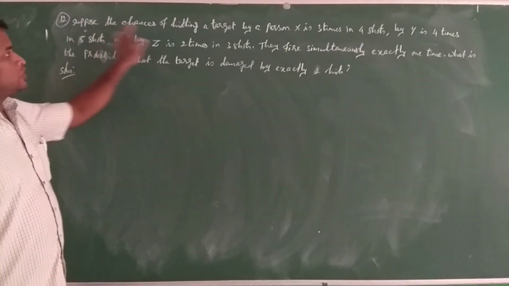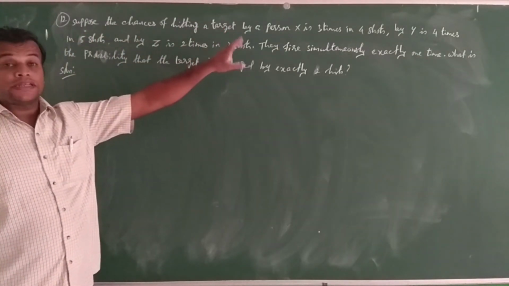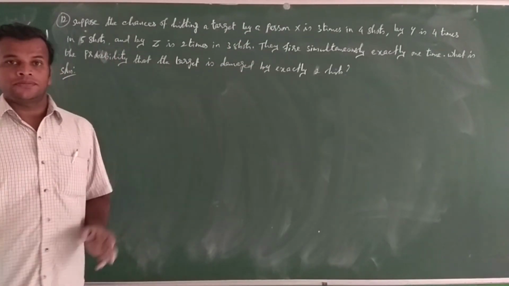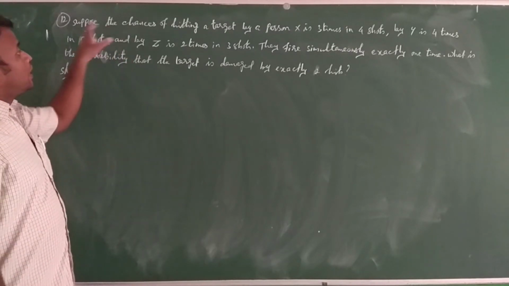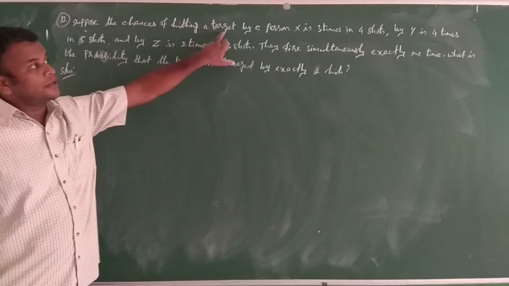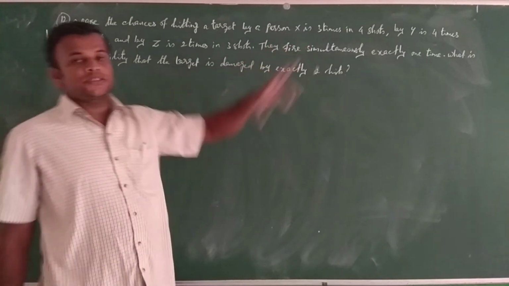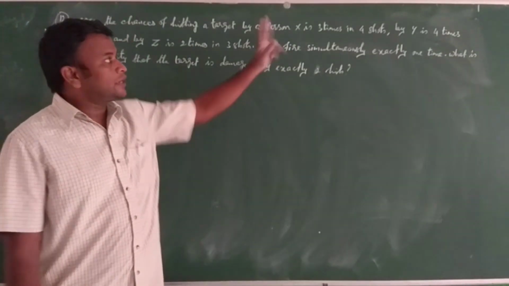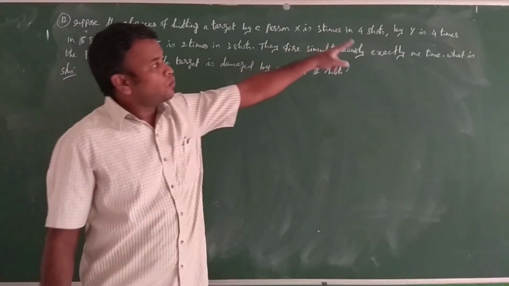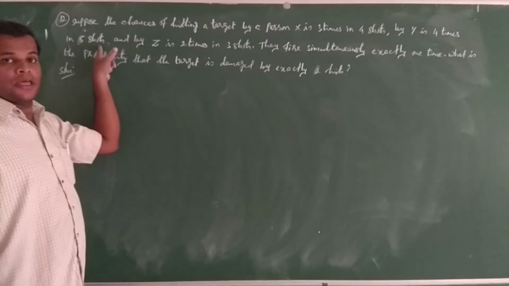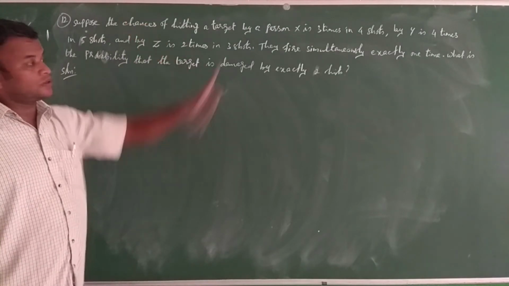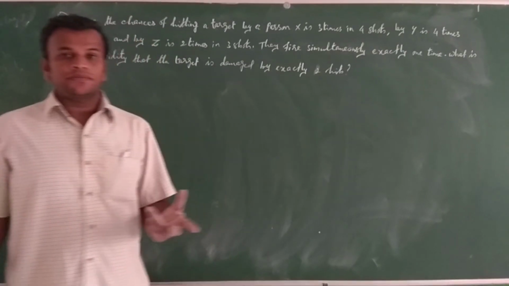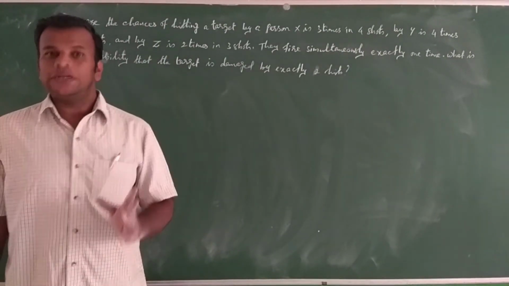Question 12. Suppose the chances of hitting a target by a person X is 3 times in 4 shots. That is, one gun is given to the person X, and the target is hit exactly 3 times in 4 shots. And the person Y hits 4 times in 5 shots, and the person Z hits 2 times in 3 shots. Then they fire simultaneously exactly 1 time. They fire only 1 time.